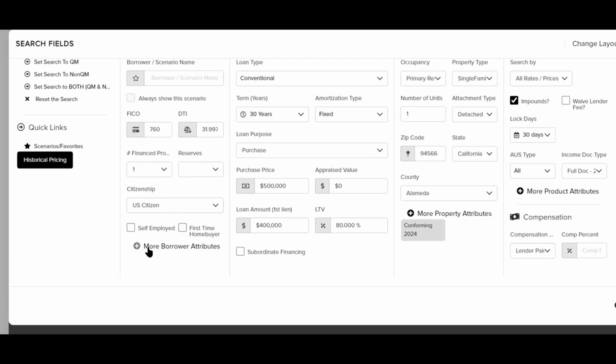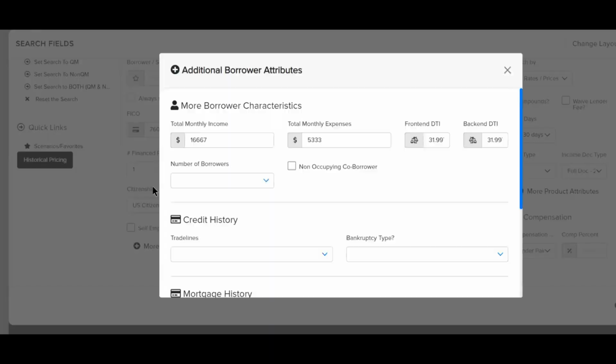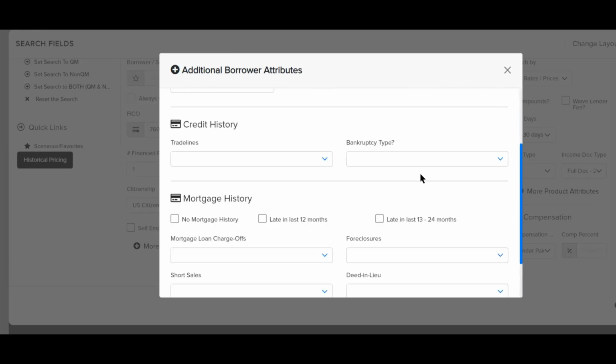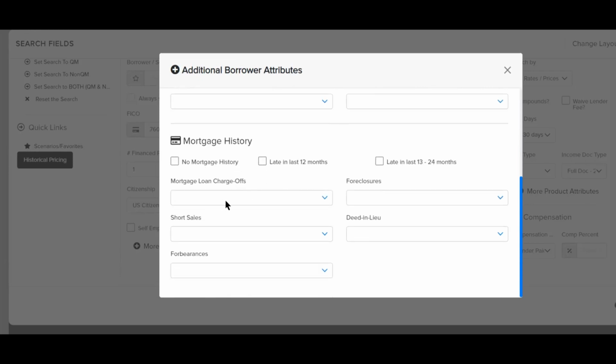So there's also additional features down here under this more borrower attributes, and you'll see that in each section. If you click on this, you can open this up and see, hey, this is the monthly income we have in here, 16,667. We have monthly expenses of 5,333, and that's giving this 31.997 front and back. You can also put in trade line, credit history, mortgage history, all that kind of stuff.